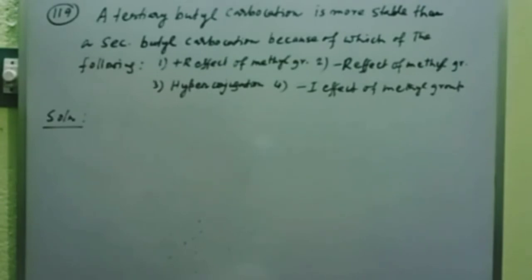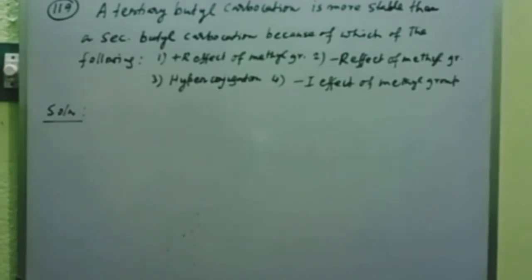Question number 119. A tertiary butyl carbocation is more stable than a secondary butyl carbocation because of which of the following? Option 1 is plus R effect of methyl group. Option 2 minus R effect of methyl group. Option 3 hyperconjugation. And option 4 minus I effect of methyl group.